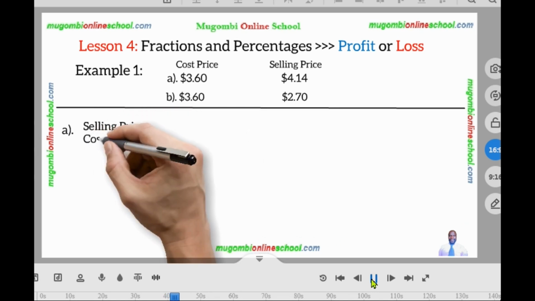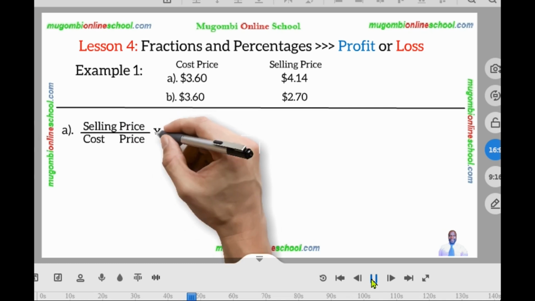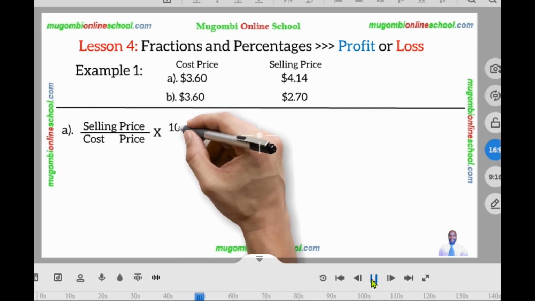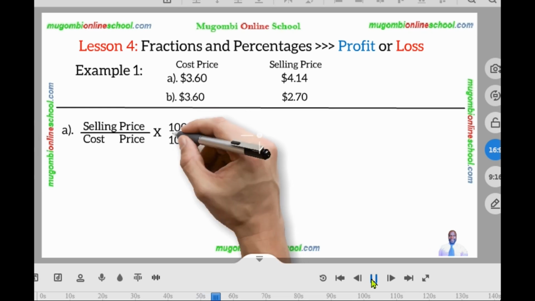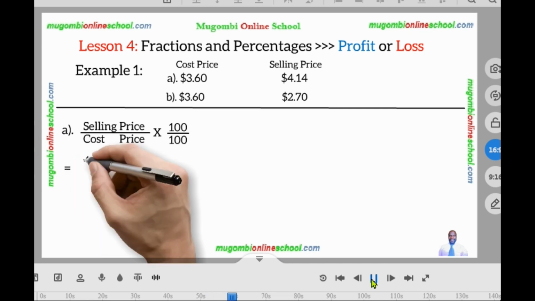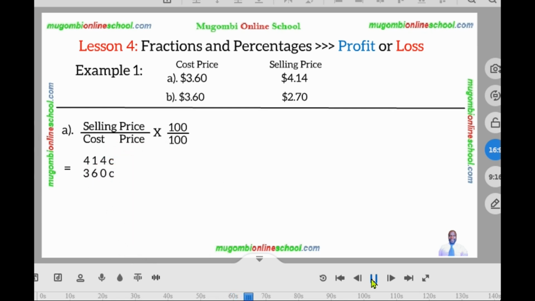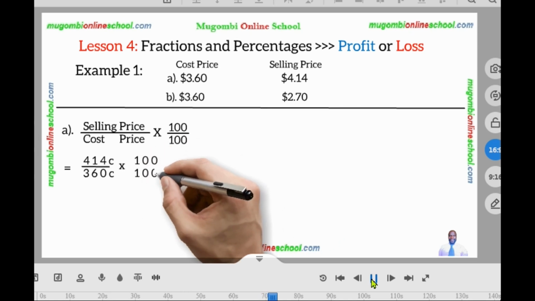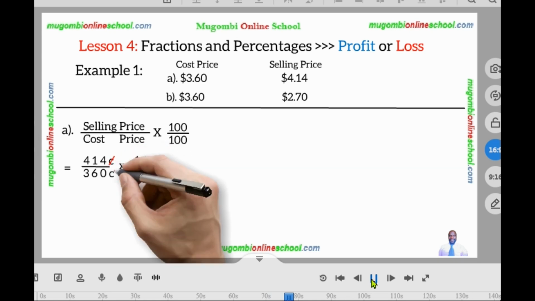For us to calculate, we simply say selling price over cost price times 100%. And 100% can be written as 100 over 100 like this. But the denominator will remain as it is. We are not going to use it in the calculation because it is the percentage. So let us go. $4.14 is the same as 414 cents over 360 cents times 100 over 100. So converting into cents makes it easier to remove fractions and then calculate.